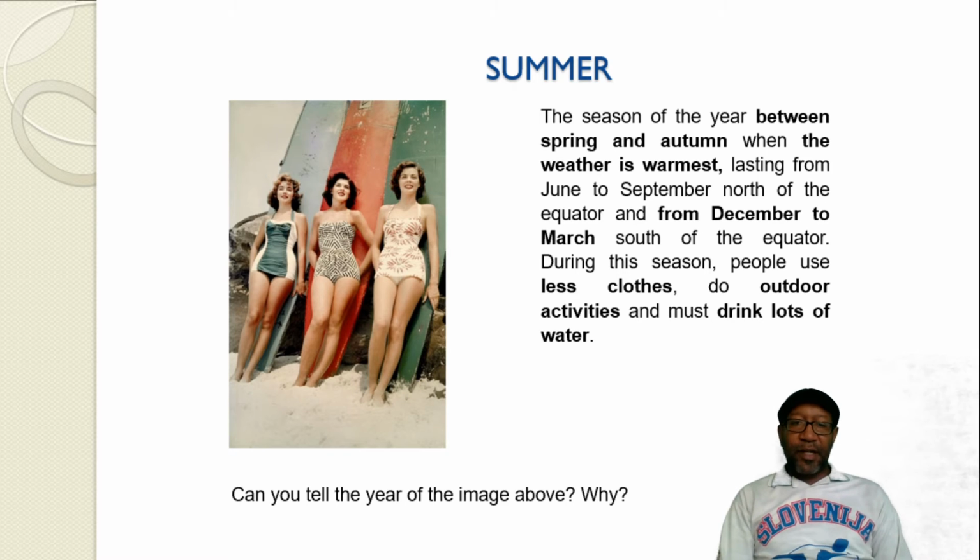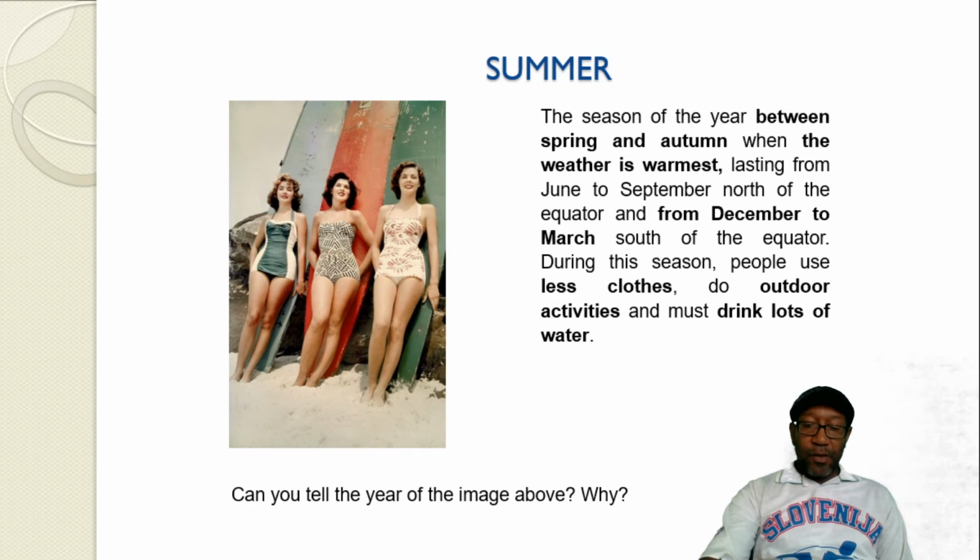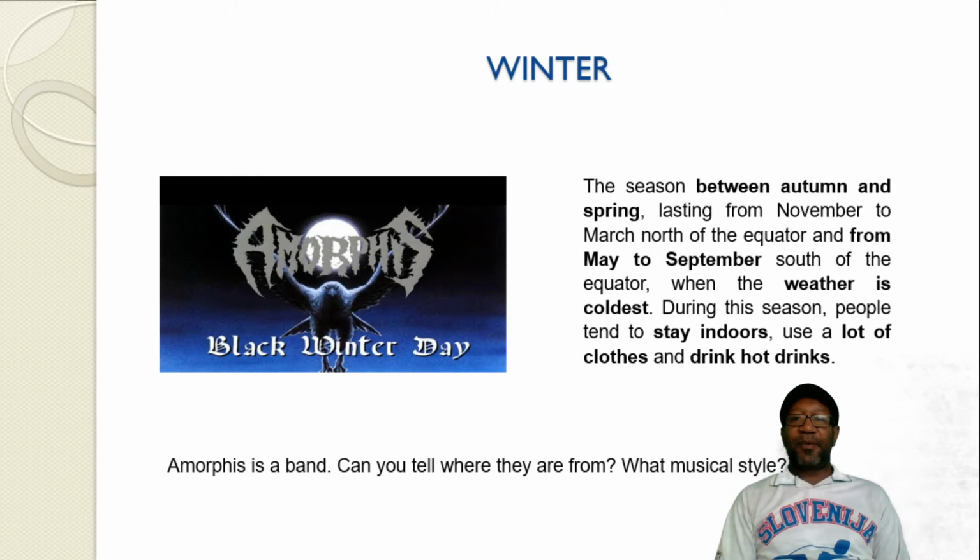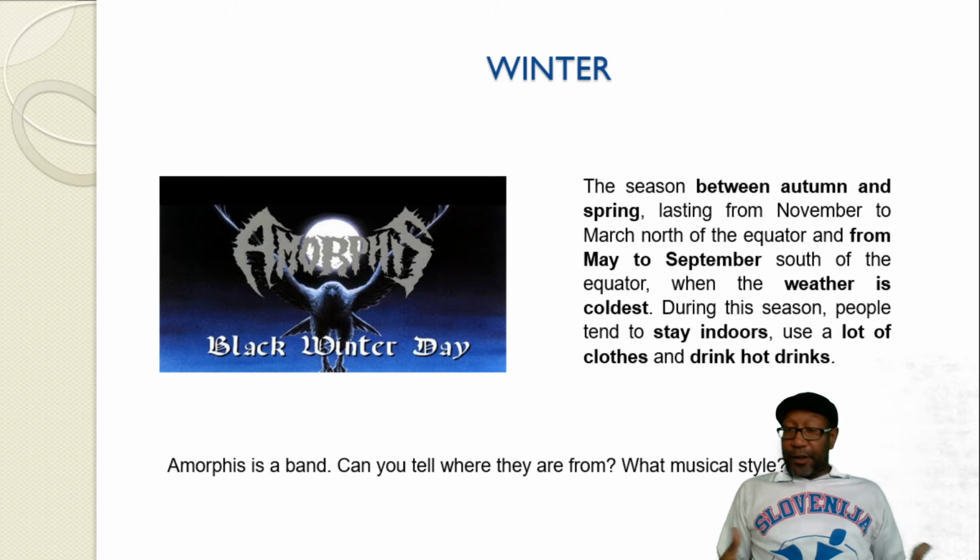But a question I ask here is, can you tell the year of the image above? Why? So you have to tell me if you can check which year this picture is from and why you got this information, right? So after summer, we go to winter, okay? It's the season between autumn and spring, and it is from May to September in the south of the equator. So in our condition as Brazilians, it is the moment when the weather is coldest, right?